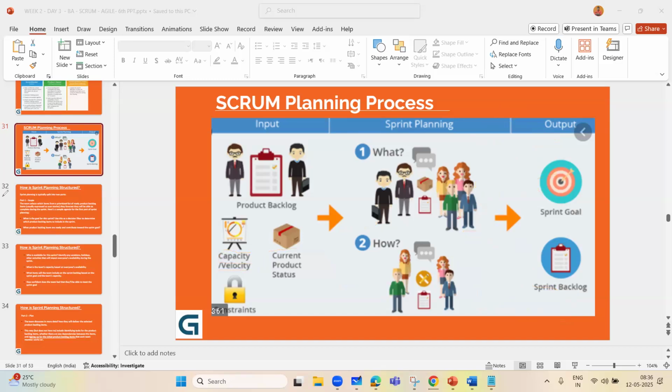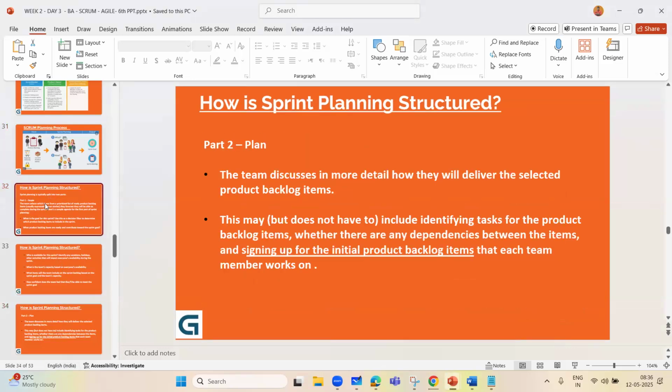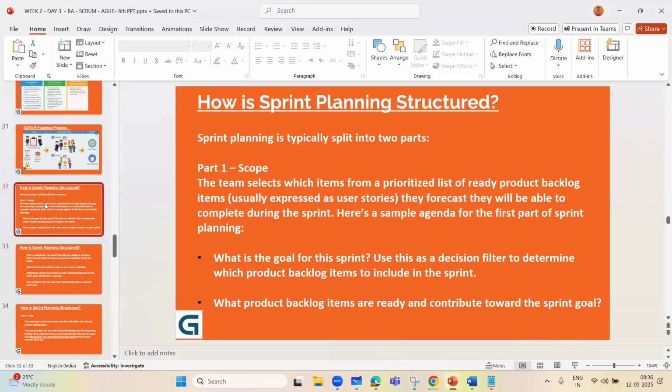Now let's move further. So sprint planning is structured in two parts. First one will be the scope and second one will be the plan. Okay. So let's focus on the scope first. In the scope, the team selects which items from a prioritized list of product backlog items they forecast they will be able to complete during the sprint. Here is a sample agenda of the first part of the sprint planning. So they will define the goal of the sprint.